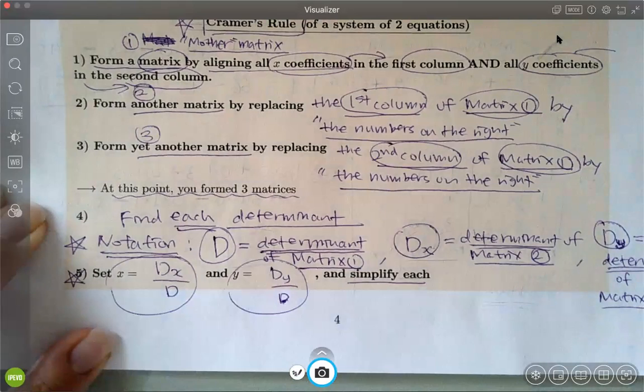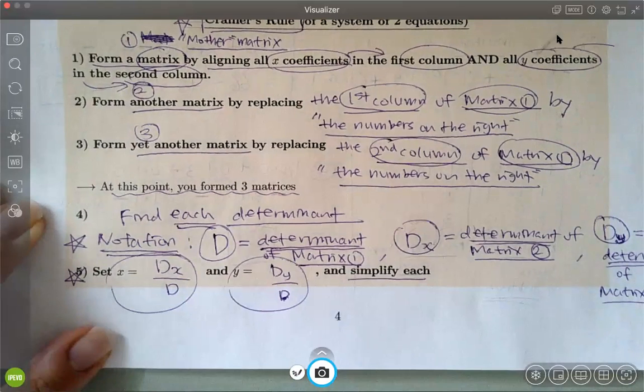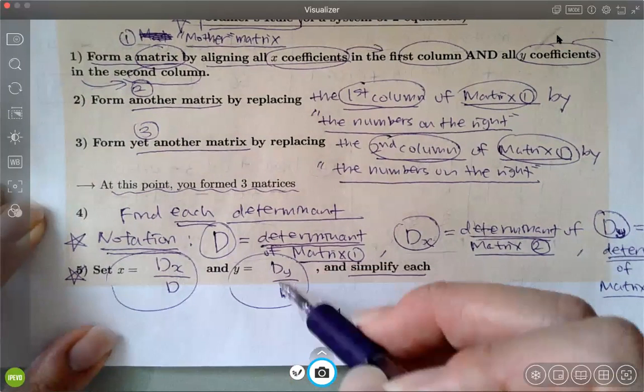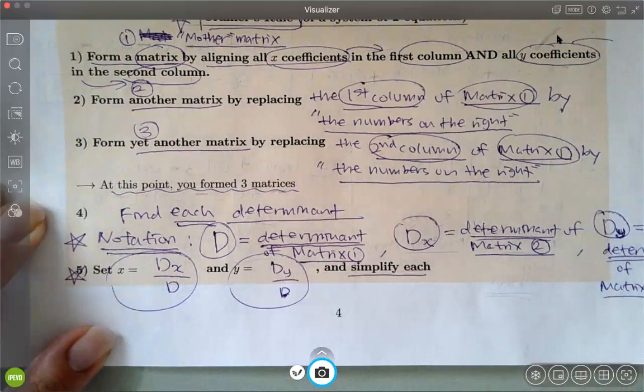The common mistake that people make here is to flip these 2 fractions, so d over dx and d over dy. But no, d is always the denominator. And if you think about it, the denominator of the fraction is the base of a fraction, which kind of is related to the word mother or parent. So the d always goes to the denominator. So this is the scheme of Cramer's rule.